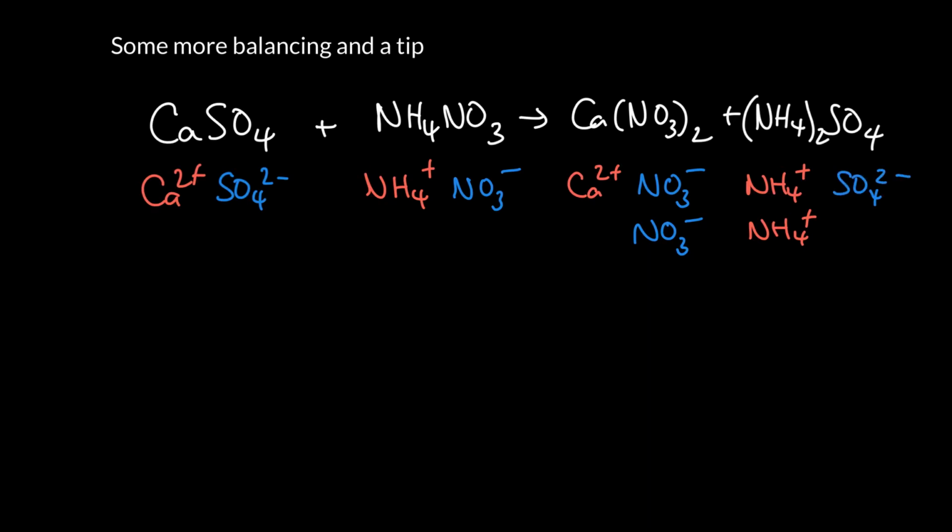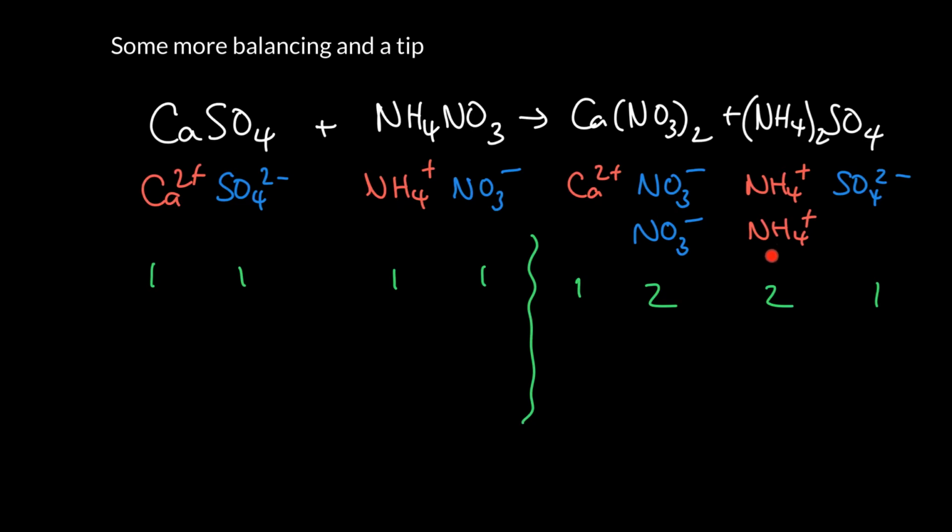If you look at this and try to balance it, you can say there's one calcium, one sulfate, one ammonium, and one nitrate on the left, and on the other side there's 1 and 2 and 2 and 1. So you can see that we've got 2 nitrates and 2 ammoniums on the right, and we've only got 1 on the left. So it's a lot easier to keep track of this, not as separate atoms, but as polyatomic ions.